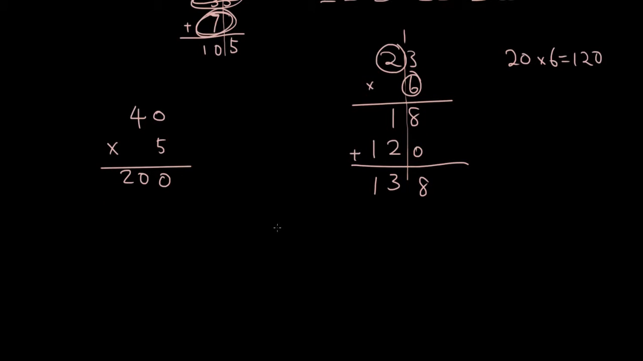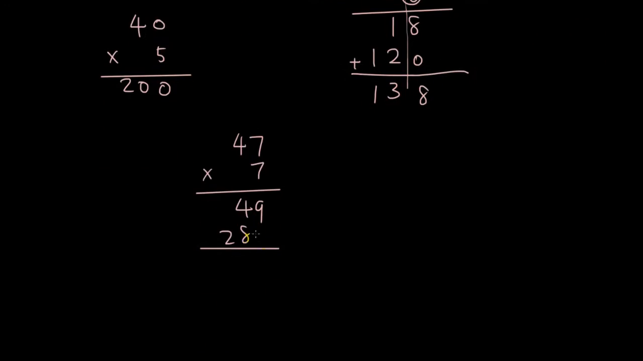Okay, let's try a few more. Let's try 47 times 7. So 7 times 7 is 49. 7 times 4 is 28. Add them together. And then we got 9. 4 plus 8 is 12. 2 plus 1 is 3. 329.